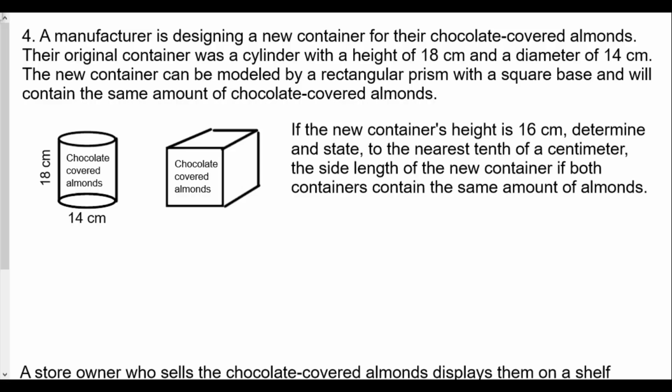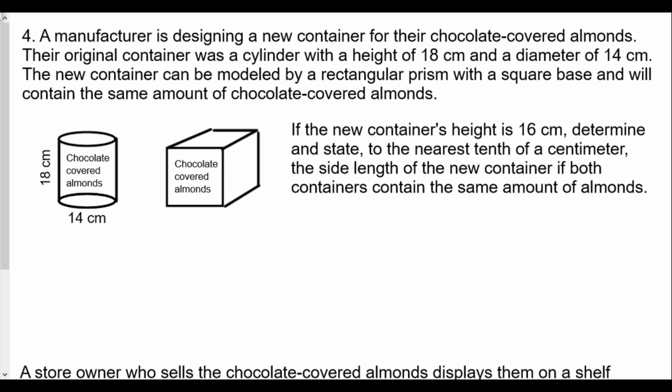Welcome back. This is going to be the final exam review part one, question number 4. And this is again another one dealing with volume. A manufacturer is designing a new container for their chocolate covered almonds. The original container was a cylinder with a height of 18 centimeters and a diameter of 14 centimeters.